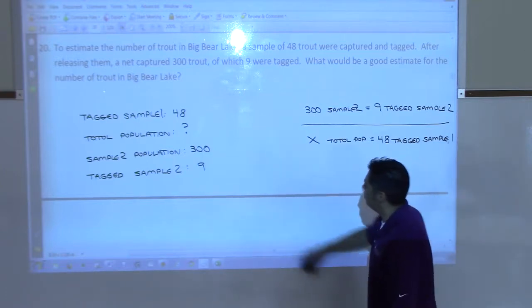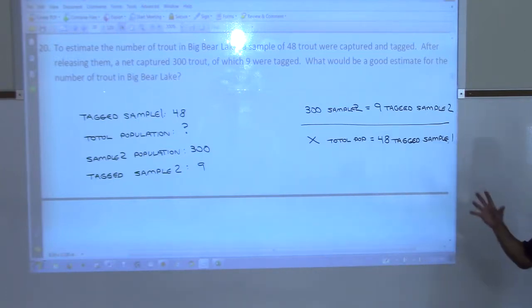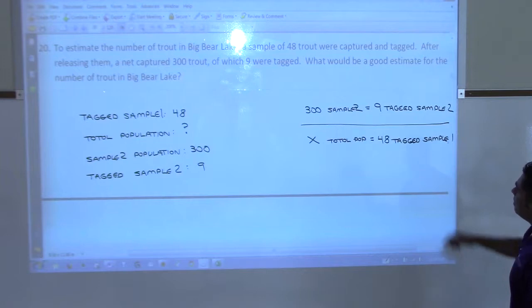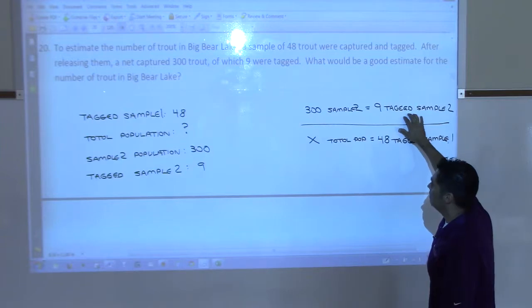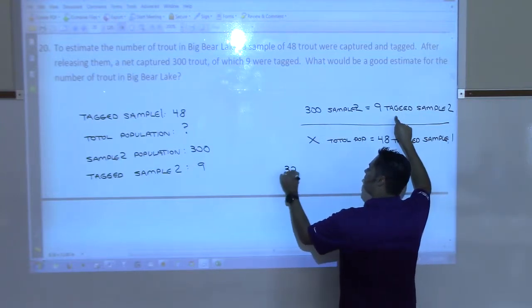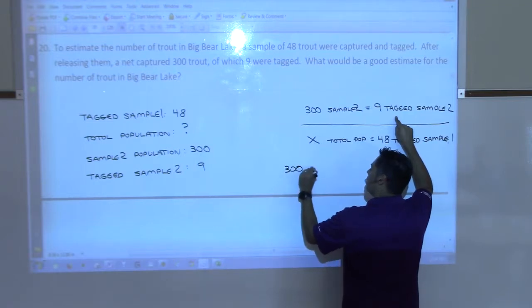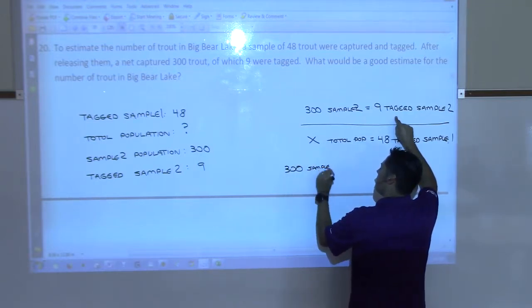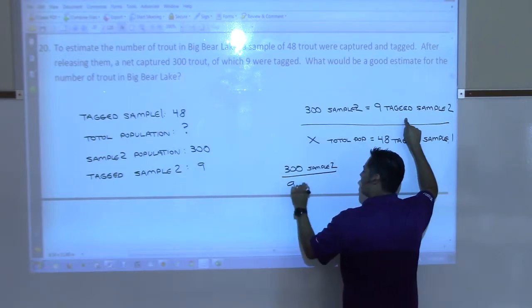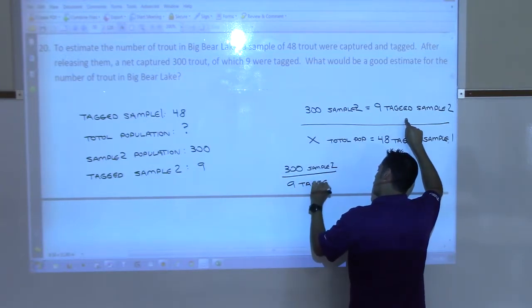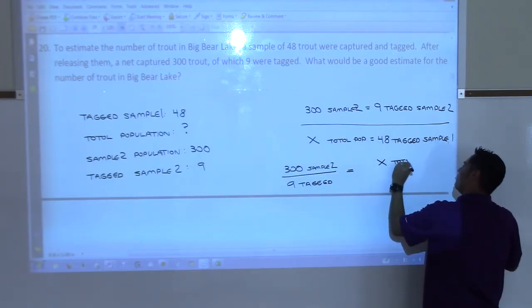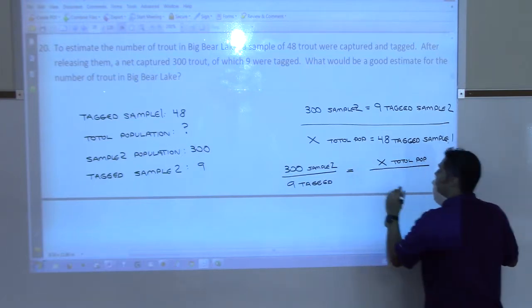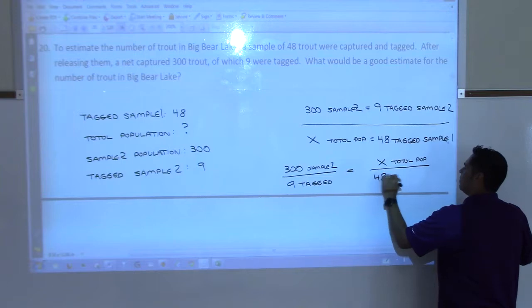So what we want to do here, this is different than any problem we've done. This is why I'm doing this problem, because it is different from everything we've done before, and students struggle with it. I'm going to set up a proportion where I'm going to do the population over the number tagged. So I could write this first one this way, 300 out of sample 2 over 9 tagged must be equivalent to the population of the original population over the number that are tagged.